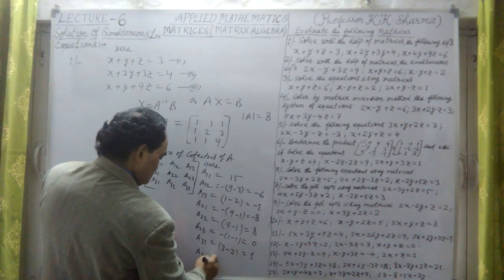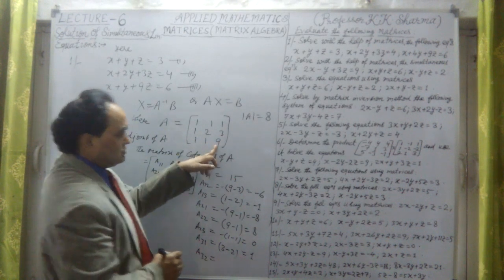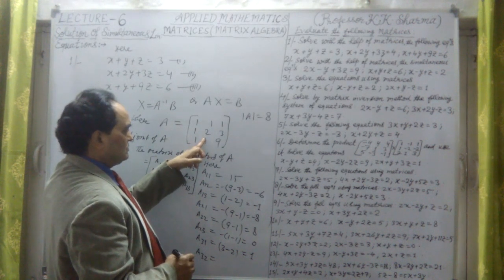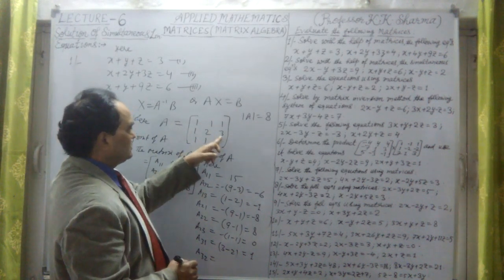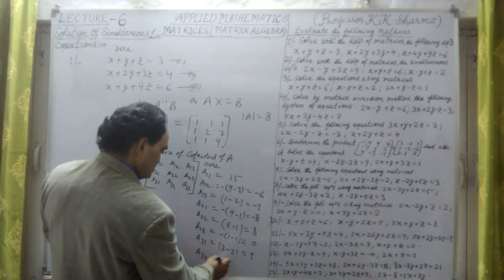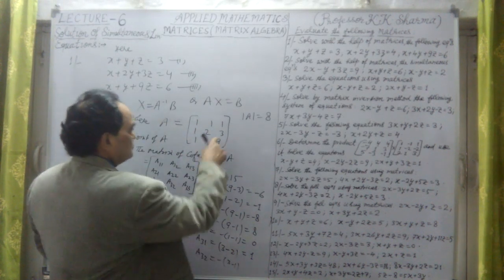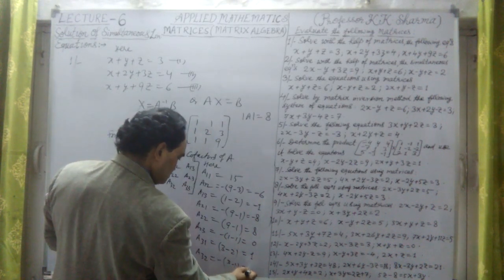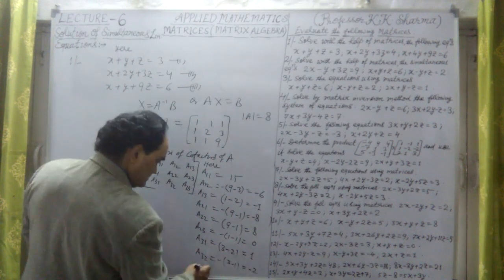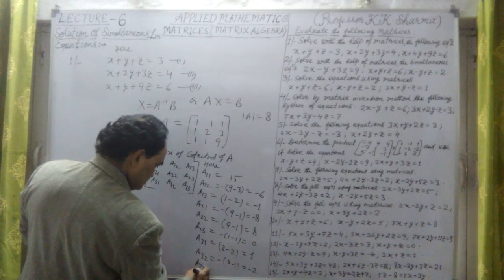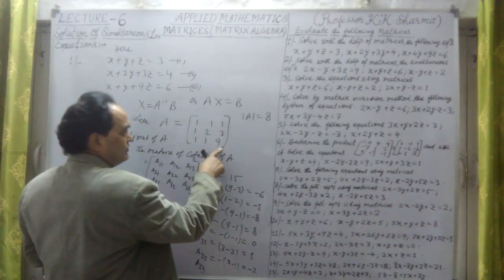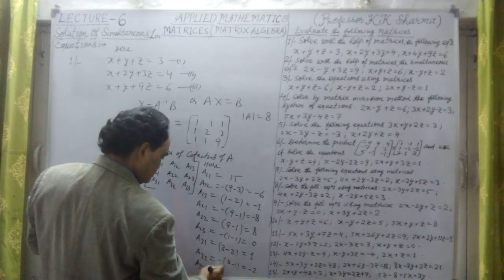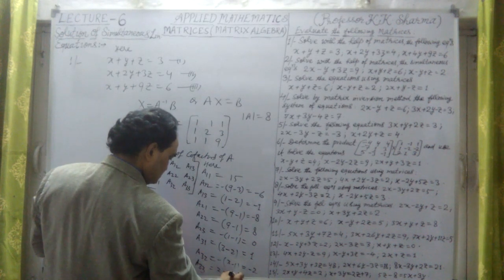Then A32. A32 means for 1. Leaving this column and this row, we get 3 times 1 is 3 minus 1, it is negative, 1 into 1 is 1, 3 minus 1 is 2, so it is minus 2. Then A33, for the last element 9, the cofactor of 9, this cancels out, this is 2 minus 1, positive, equal to 1.